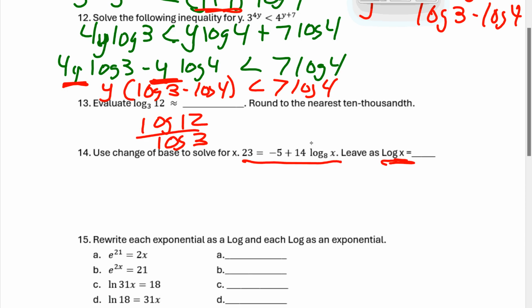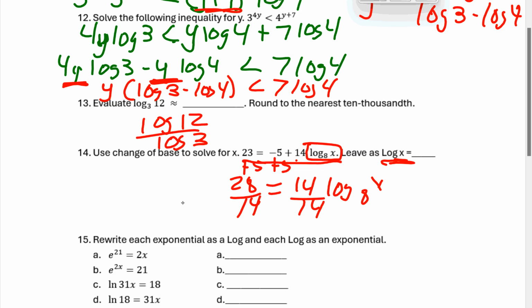So first of all, I need to get the log by itself, so I'm going to add 5 to both sides, and I get 28 equals 14 log base 8 of x. So I divide by 14, so I get 2. So I get 2 equals log base 8 of x.